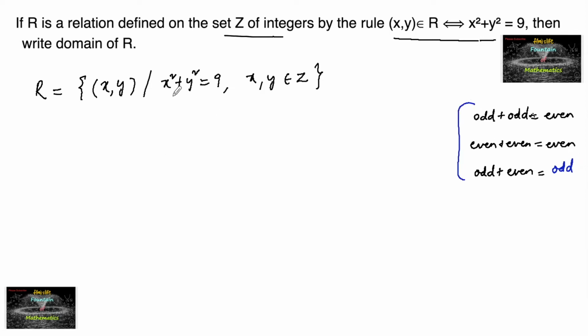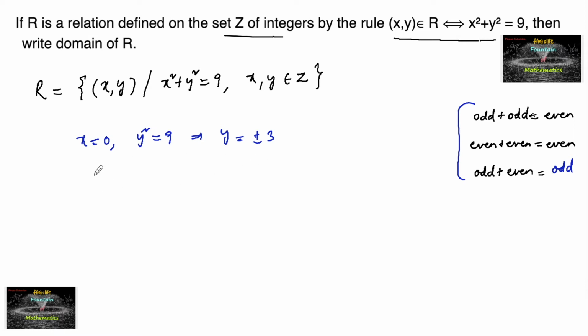So x square plus y square is equal to 9. Suppose x is equal to 0, then y square is equal to 9. Since x and y are integers, we can write y is equal to square root of 9, or plus or minus 3. So when x is 0, y is equal to plus or minus 3.